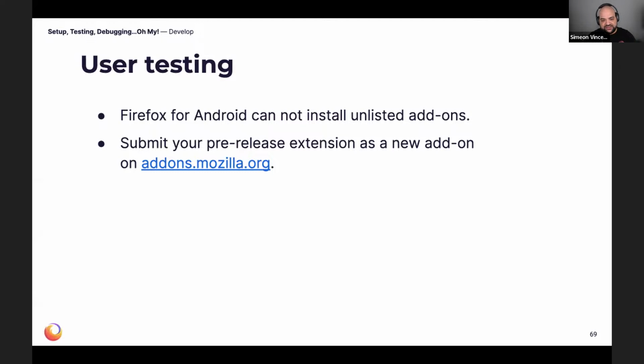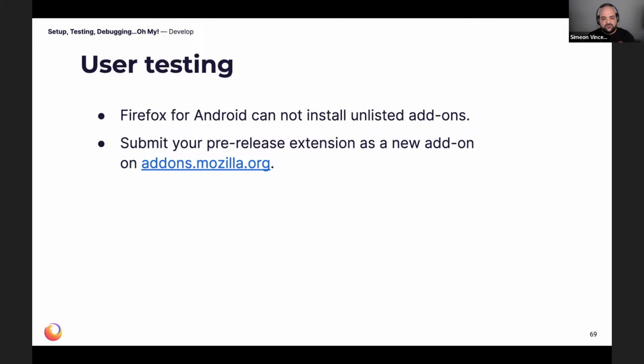in order to distribute an extension on Android, it has to be publicly listed on addons.mozilla.org. Unfortunately, one of the ways that developers will sometimes distribute their extensions and try to encourage real-world users to test an extension before it's ready is by publishing an unlisted version of their add-on on AMO. If you do that, that version is unfortunately not available to be installed on Firefox for Android. It has to be public.